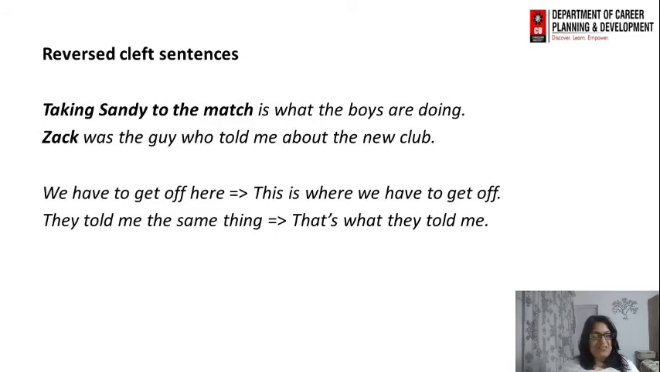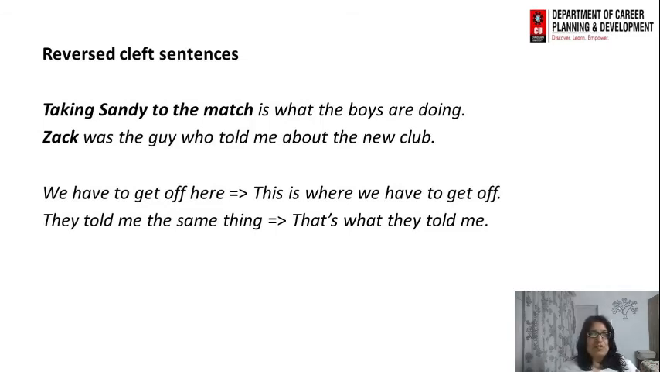Example, we have to get off here. This is where we have to get off. Now what's the difference? Do you see the difference between the two? They told me the same thing. That's what they told me.